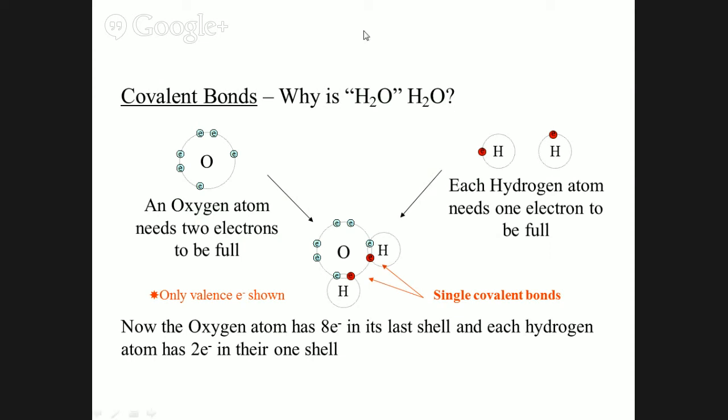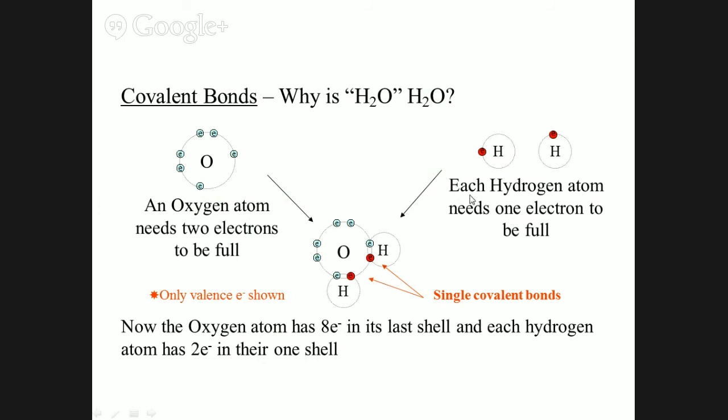So why is H2O H2O? Well, if you think about an oxygen atom for a moment, it has 6 valence electrons. Again, we're only worried about the valence electrons. To get to 8 means it needs 2 more. Hydrogen, on the other hand, has 1. It needs 1 more for it to become full.